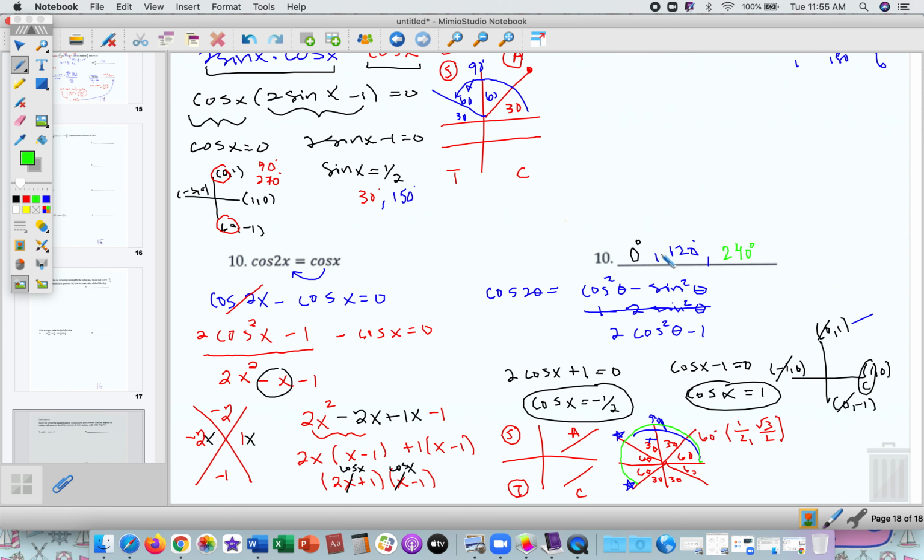So those three values would be our x, our answer. You could convert these to radians if we want. And so 120, if we convert to radians, will be 2 pi over 3. And 240 degrees, if we convert to radians, will be 4 pi over 3.